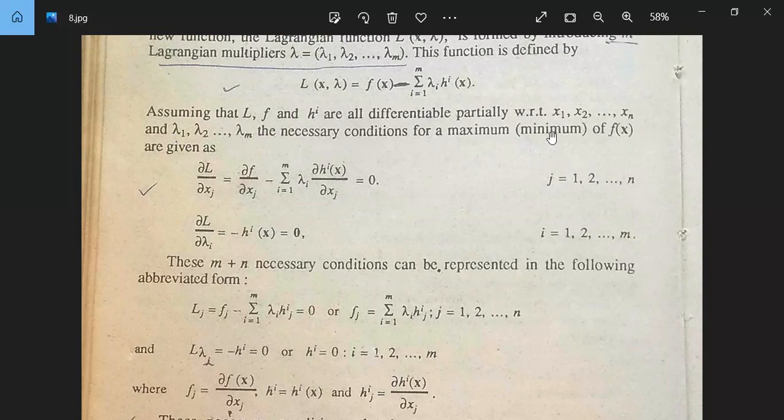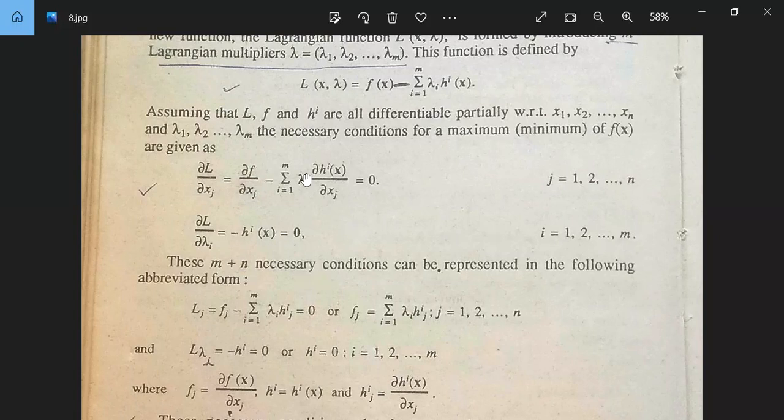Now, these necessary conditions for a maximum or minimum of f(x) are given as del L by del xj is equal to 0, and this is del f by del xj minus summation i equal to 1 to m lambda i del hi(x) by del xj. इसको differentiate करना है with respect to xj, where j is equal to 1 to so on n, क्योंकि n variables हैं, and del L by del lambda i is equal to minus hi(x), this is 0 for i equal to 1 to so on m, because there are m Lagrangian multipliers. These are m plus n necessary conditions.